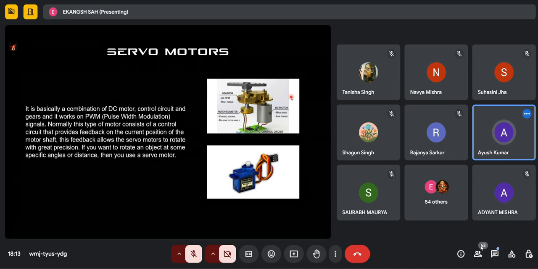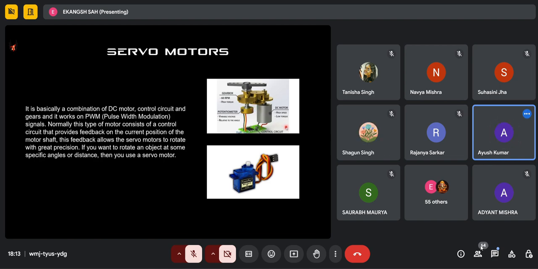Then the outer shaft of this gearbox is connected to the potentiometer. So as the DC motor rotates, this potentiometer also rotates. This potentiometer is used to verify the actual position of the shaft of the servo motor. And from the potentiometer, there are three wires coming down: yellow, red, and black. The yellow one is the pulse width modulation signal wire, and it contains the data from the transmitter. It receives how much rotation the shaft should have, or the target rotation.